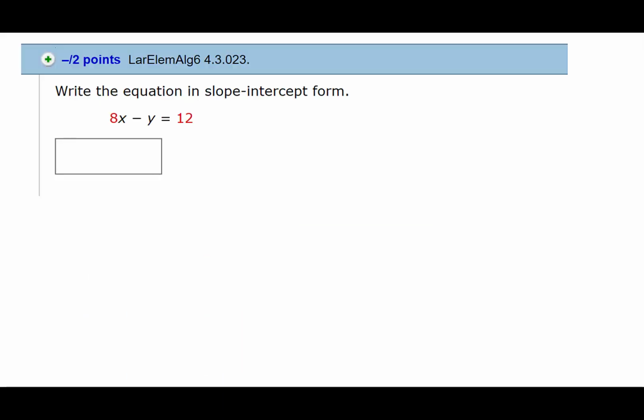Okay, this next question says write the equation in slope-intercept form. Slope-intercept form is y equals mx plus b. So to do this, we need to take the equation 8x minus y equals 12, rearrange the terms so that it's in the format y equals the x term, which we'll call mx, plus b.